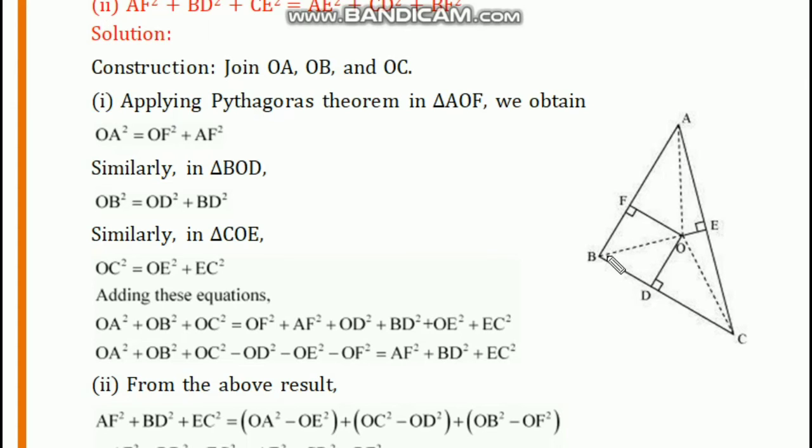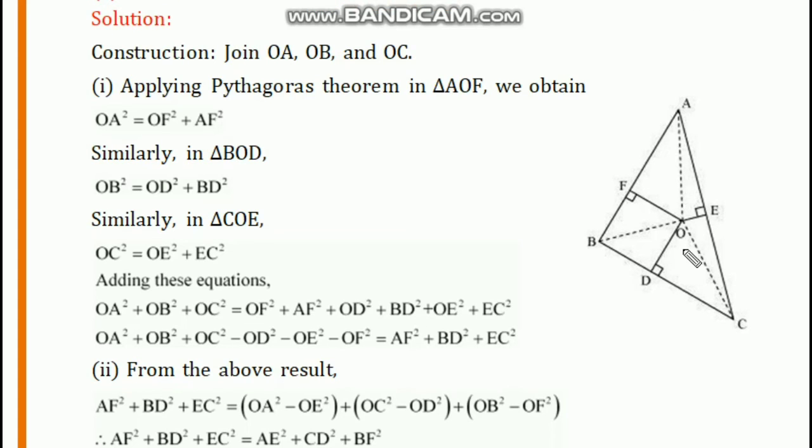And similarly, take triangle BOD. Here the angle at D is a right angle. So OB² equals OD² + BD². OC² equals OE² + EC². We could take OD² + CD² also, but whichever we want to prove here in the first subdivision.